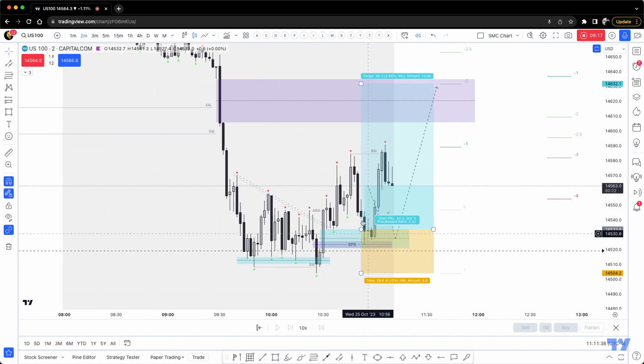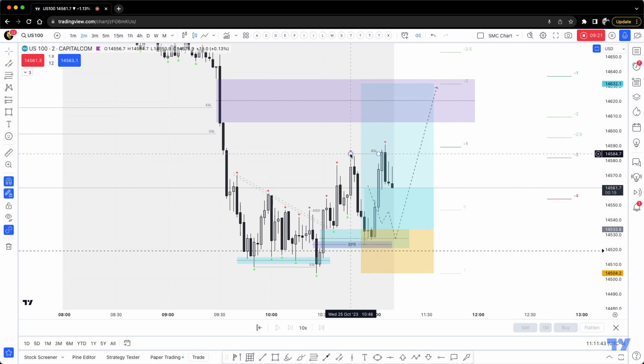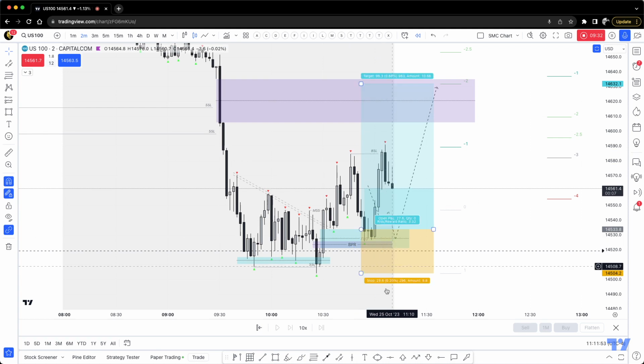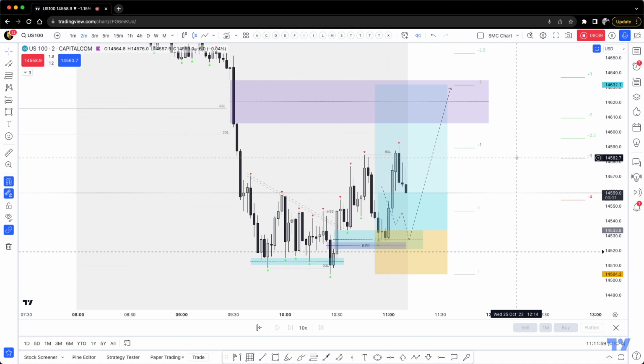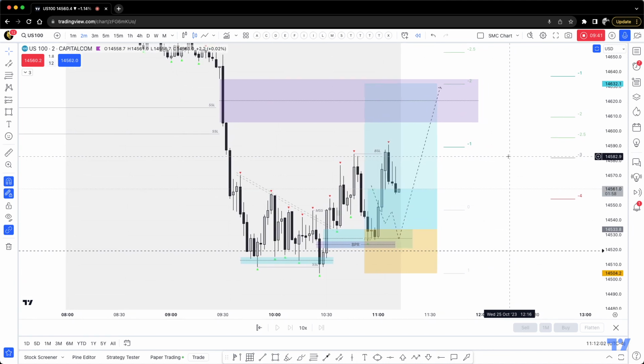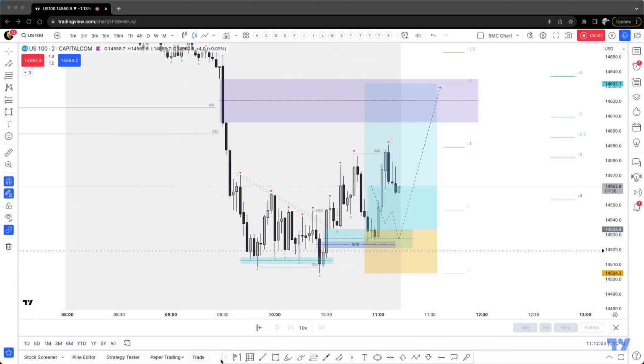And as I mentioned, after the mitigation of the fair value gap right there, price pushed up, taking this first buy side liquidity. This is an area, especially at this hour, where we normally would be taking partial profits and moving a stop to break even. Okay. And then letting it run pretty much. So that's basically it, guys. I hope it makes sense. I hope you guys understand.